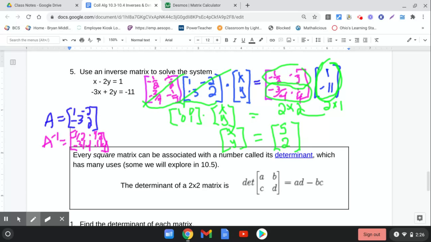So we can use inverse matrices to solve systems of equations. It's just another way to do that. In 10.1, we learned how to use reduced row echelon form to solve this. So is one easier than the other? Maybe, maybe not. It just depends. But I just wanted you to see another way to solve those systems of equations.